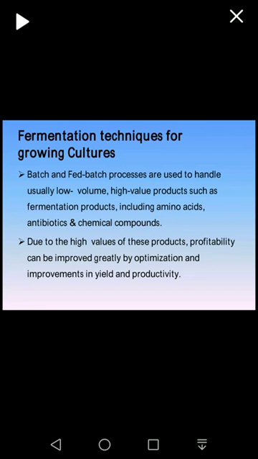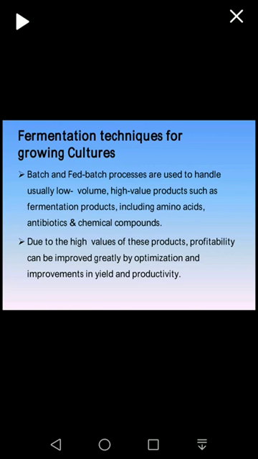For example, antibiotics, and chemical compounds like citric acid, acetic acid, amino acids. You know that amino acids are very important. They are given as a supplement to the people who have deficiency of certain amino acids. So due to the high value of these products, profitability can be improved greatly by optimization and improvements in yield and productivity. So here we are talking about the optimization of the process of fermentation within these sub fermentation techniques.